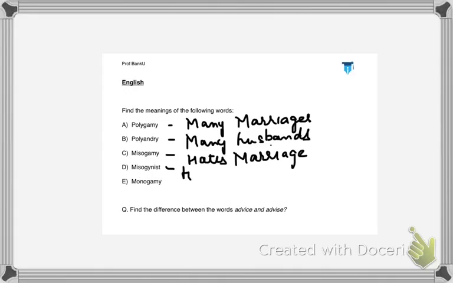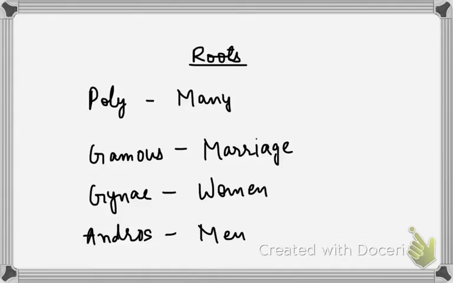We'll be discussing the roots in a short while. Misogynist means one who hates women. And monogamy means a person who is involved in a single marriage. So these are the meanings of your 5 words, and before moving any further, I would like to discuss some of the roots that we have learned from these 5 words.